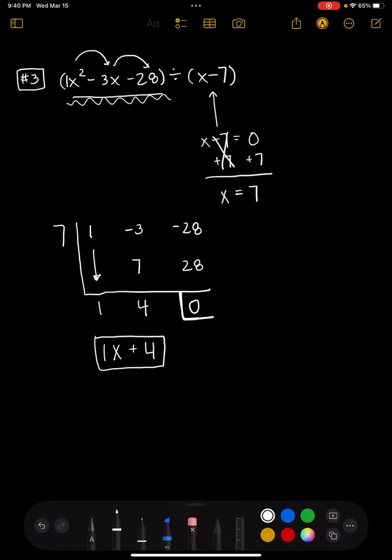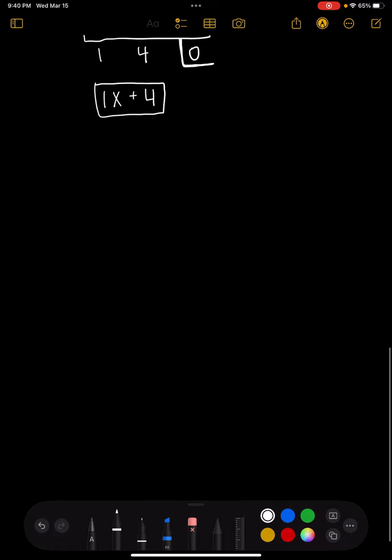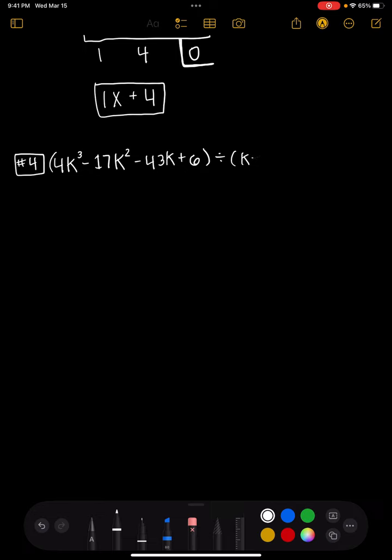Okay, and now let's just do another one similar to that. Let's do the fourth example. And the fourth example is 4k cubed minus 17k squared minus 43k plus 6 divided by k minus 6.